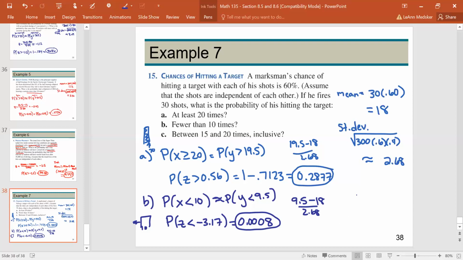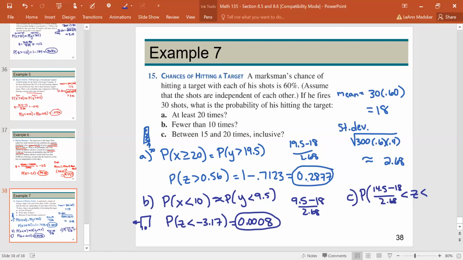And then the last one, part C, is between 15 and 20 inclusive. So I think you're kind of getting the gist of the half steps. I'm going to jump right in and I'm going to write this a little differently. So we want to do a little less than 15 since we're including 15. So that's going to be 14.5 minus the 18 over 2.68. That's one way to write your z-score. We can obviously work that out.